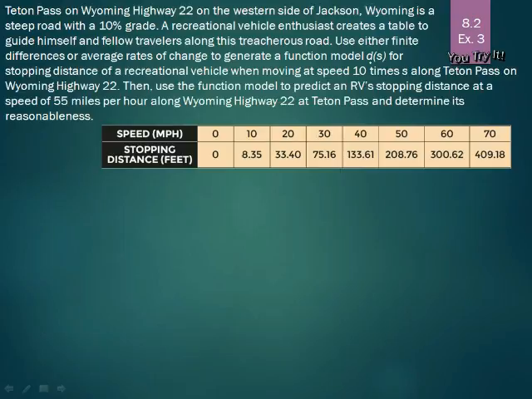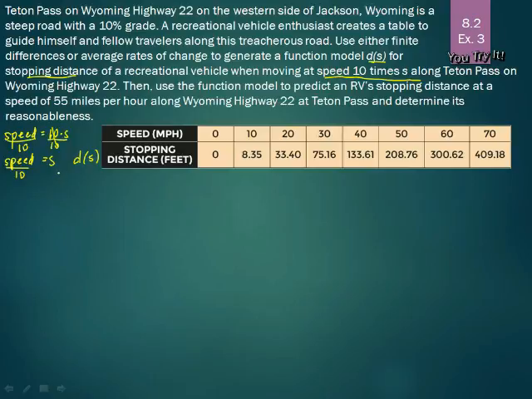Okay, so they tell us here that d of s is going to be for the stopping distance, and so that will be our variable there. And then s, it's actually not speed. It says here that the vehicle moves at a speed 10 times s. And so we know that speed equals 10 times s. And so then s is actually equal to speed divided by 10, because to get s alone there, we would just divide by 10 on each side.